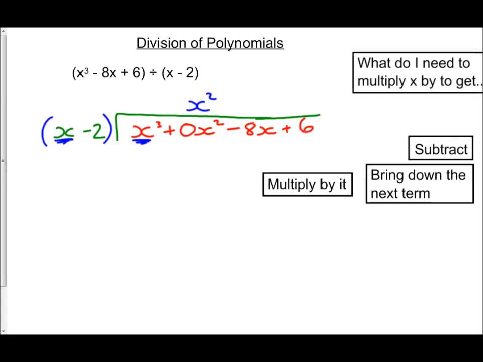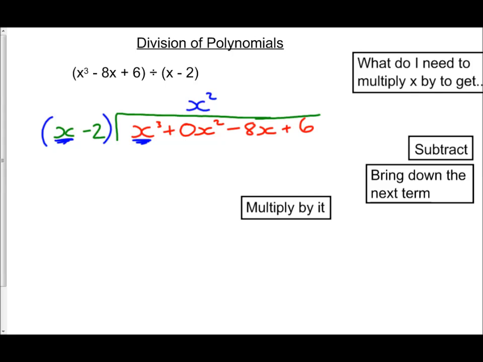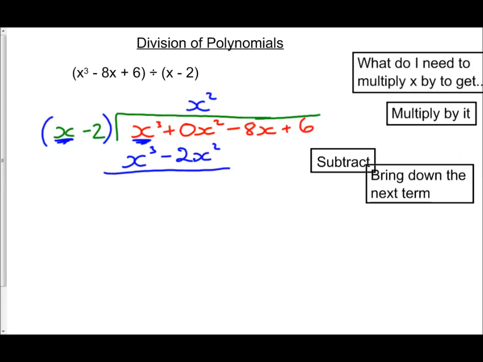And that's my second step. So x squared times x minus 2 gives me x cubed minus 2x squared. And now you can see, because I've been careful with how I've written out my division sum, I have my x squareds under my x squareds. Then I move to my next step, subtract it.